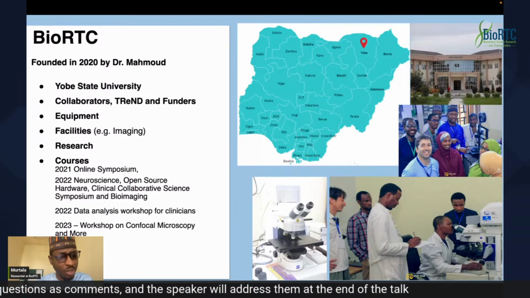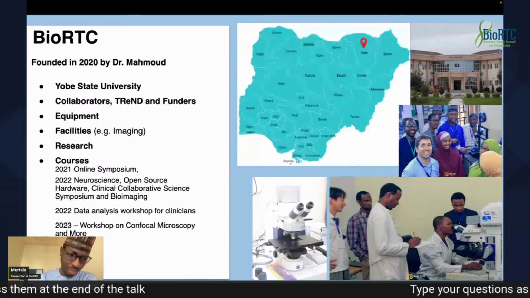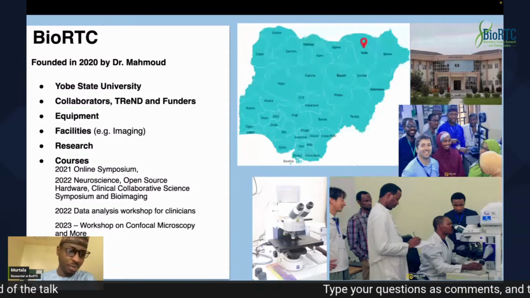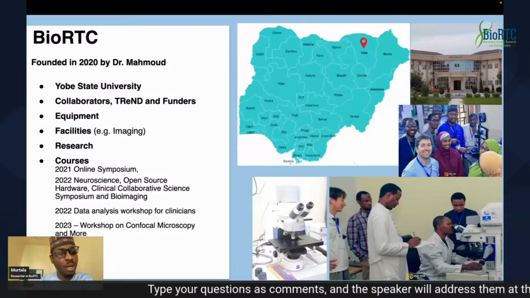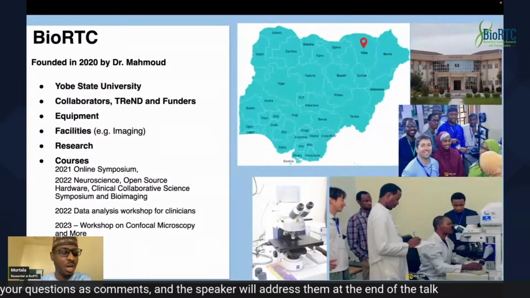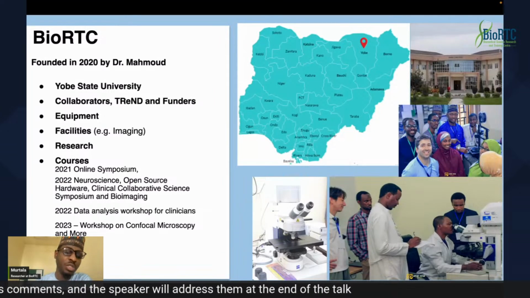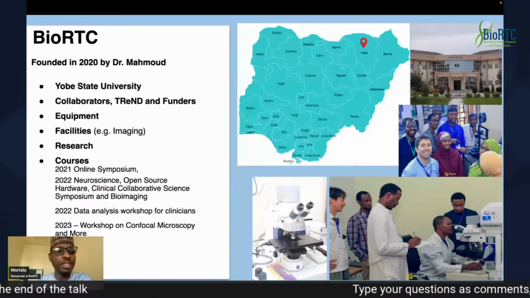In 2021, there was a symposium that happened. Then in 2022, the summer school on neuroscience, open source hardware, and clinical collaborative science symposium and bioimaging. Then in October 2022, there was another workshop for clinicians on data analysis. Then in 2023, we had another workshop on confocal microscopy. So there is a lot of activity happening in the center.